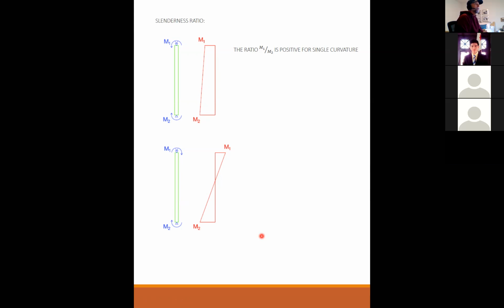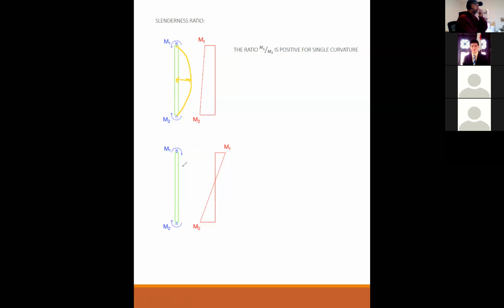Is that because the column is going to buckle in two different directions? That's why it needs to be more slender? That's why we get a lower value? It actually has to do with the shape. Remember the very first slide I did. If I take a column and bend it like this, the column is going to bend into this shape, and the maximum deflection of that shape is right there. So the P delta effect is pretty dramatic right there.